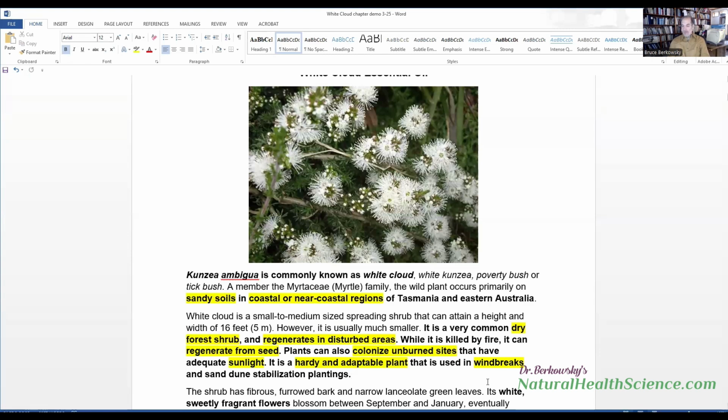So, what do we have in this one paragraph? It has the ability to resist, resisting power, like cloud, and it has the ability to recover, to regenerate in disturbed areas, to regenerate from seed when the plant has been killed by fire. Recovery power, resisting power. This begins to tell you that white cloud, through the signatures, tells you this is a very powerful immune system plant, oil, I should say.